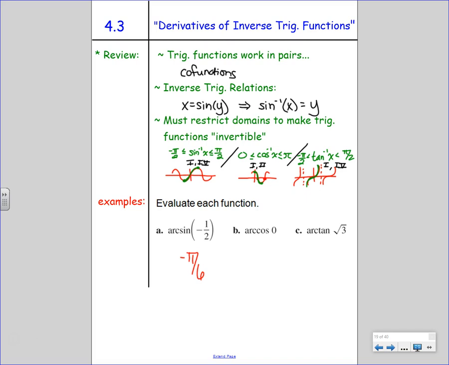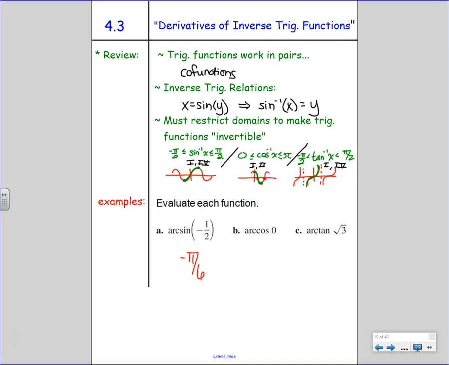How about cosine of 0? Wait, pause. Could I have put 11 pi over 6? Yes, except, is it in the restriction? No. Okay, so if I'm actually solving an inverse trig function, I would need to put negative pi over 6, right? How about arccosine, I apologize, of 0?